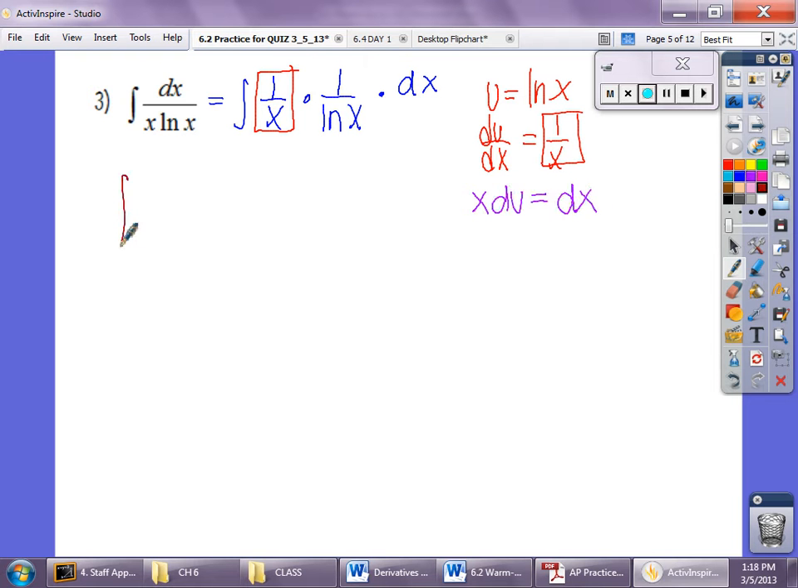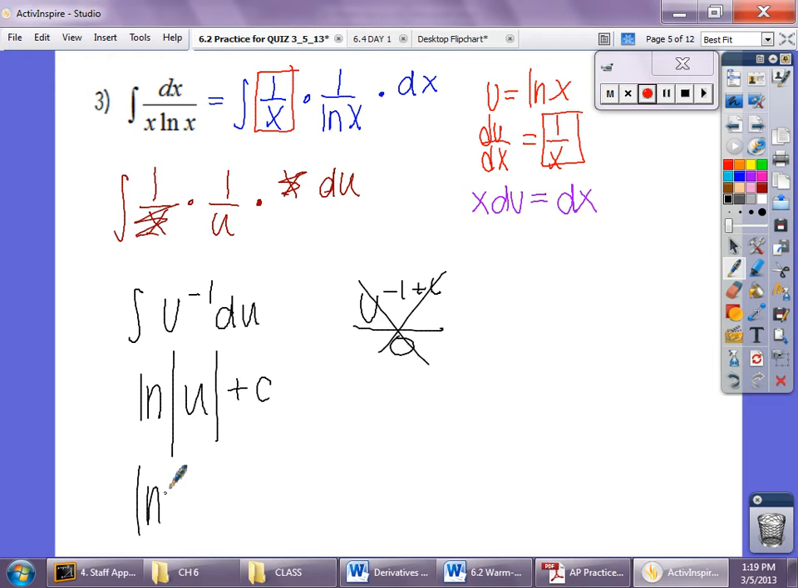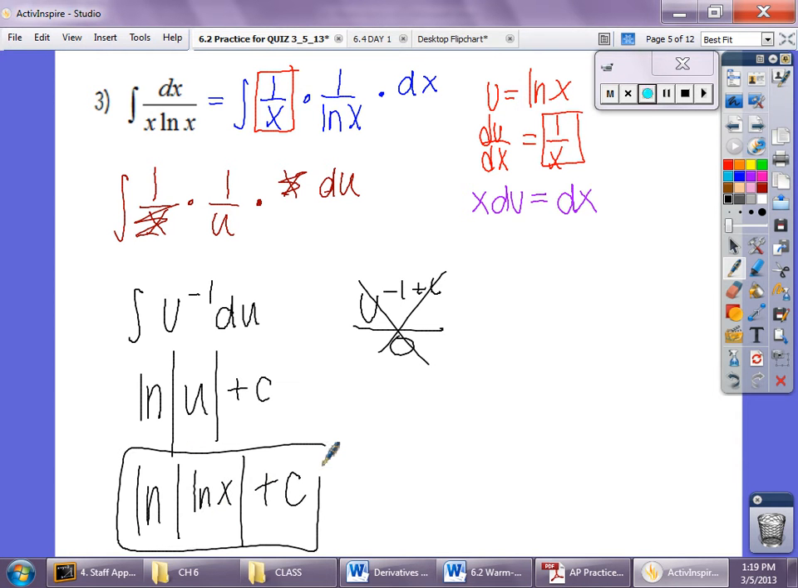Let's come over here. I get 1 over x multiplied by 1 over u times dx, which is x du. This x cancels with this x here, and we end up with the integral of u to the negative 1 times du. Well, u to the negative 1, if you add 1 to the power and try to divide by that power, it doesn't work. That's kind of our hint that it's an ln, if you don't remember that every single time. So it's the ln of u plus c, but then u was originally ln of x. Therefore, there is your answer.